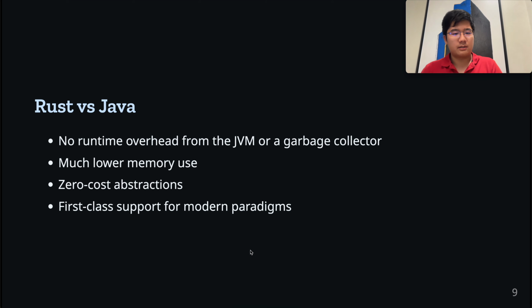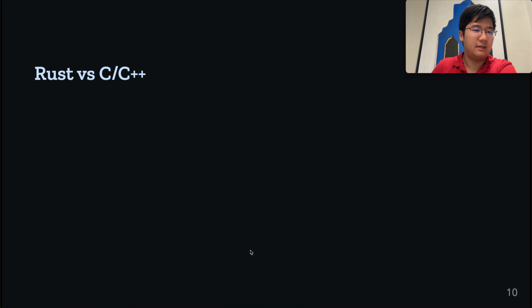In Rust, we have first-class support for modern paradigms as well. So things like enums, or what we call algebraic data types. If you're familiar with the functional languages, you'll know what I'm talking about.